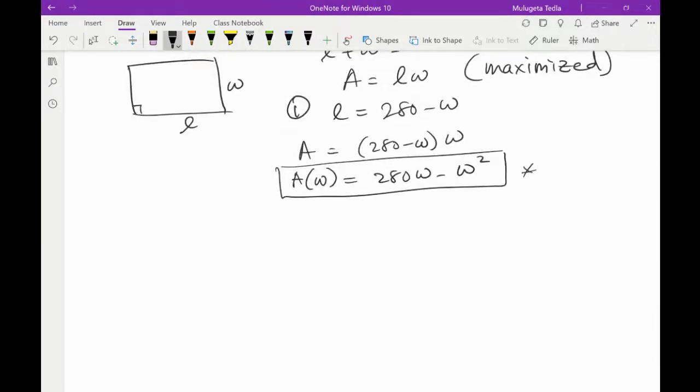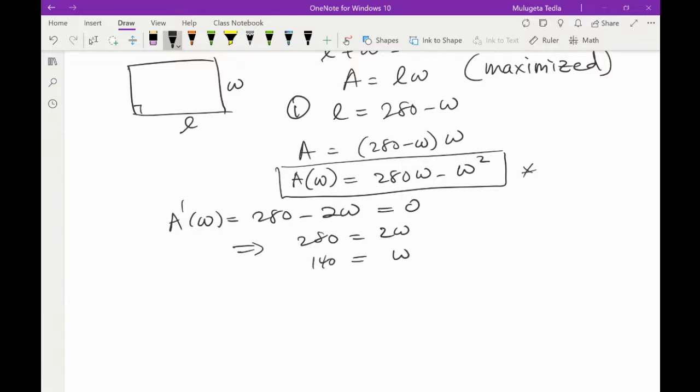So what do we do? A prime of w is simply 280 minus 2w, the derivative. Setting that equal to 0 will help me find the critical number: 280 equals 2w, so w is 280 over 2, which is 140.